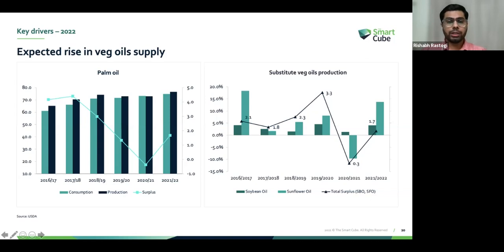As is visible on the left side of your screen, the production of palm oil is expected to rise. Additionally, we do expect substitute veg oils, soybean and sunflower oil supply to also rise. As visible on the right side of your screen, soybean oil and sunflower oil supply declined in 2021 due to unfavorable weather conditions. Dryness in the US and Latin America reduced soybean oil supply, while drought in Russia and Ukraine reduced sunflower oil supply. However, going forward, we expect improved weather conditions to have a positive impact on their supply, which could ease the tightness in the vegetable oils market.